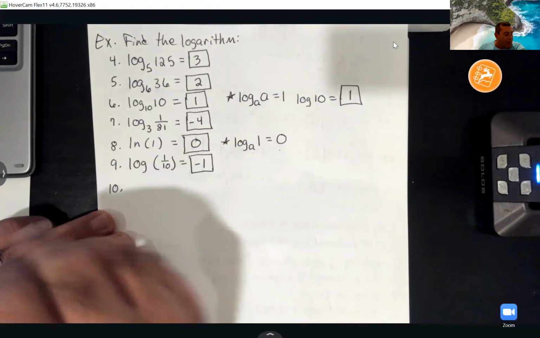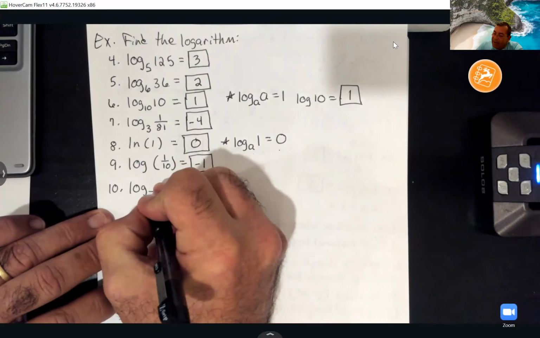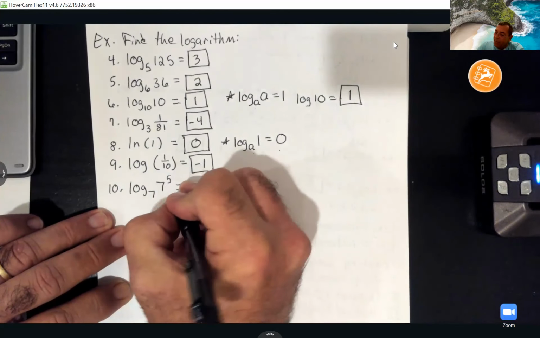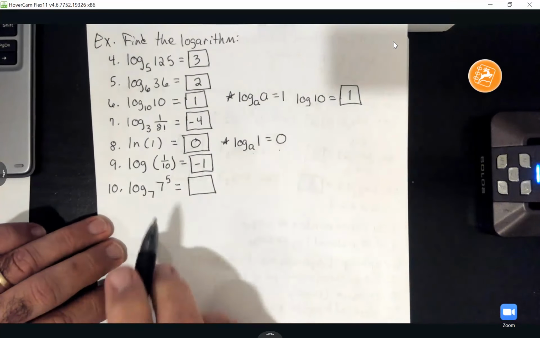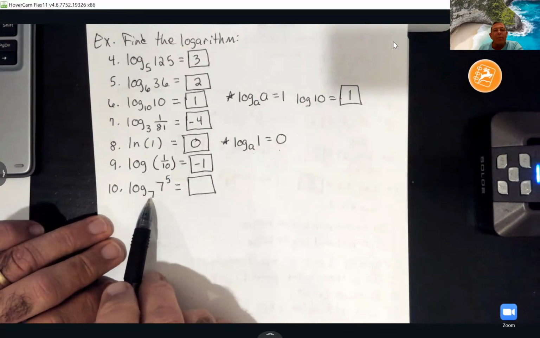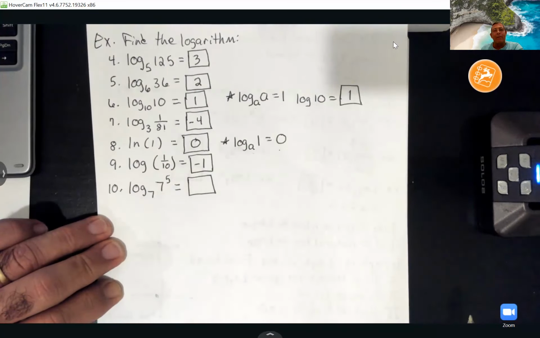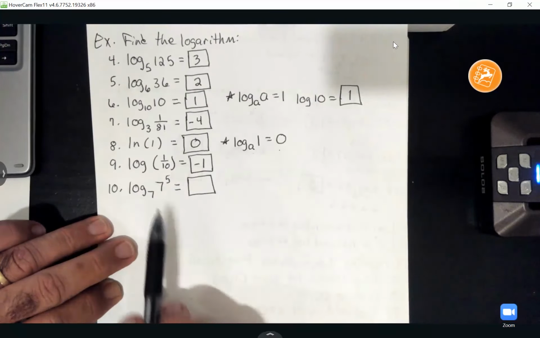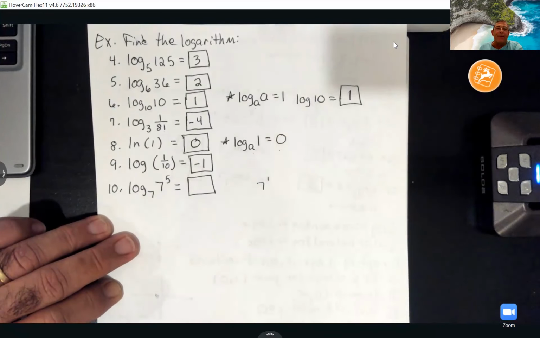All right, so y'all, here's a new property we got. Log base 7 of 7 to the 5th power. Whoa. So think about this. What exponent would I raise 7 to turn it into a 7 to the 5th power? I would say 1. Well, 7 to the 1st just gives me a 7.